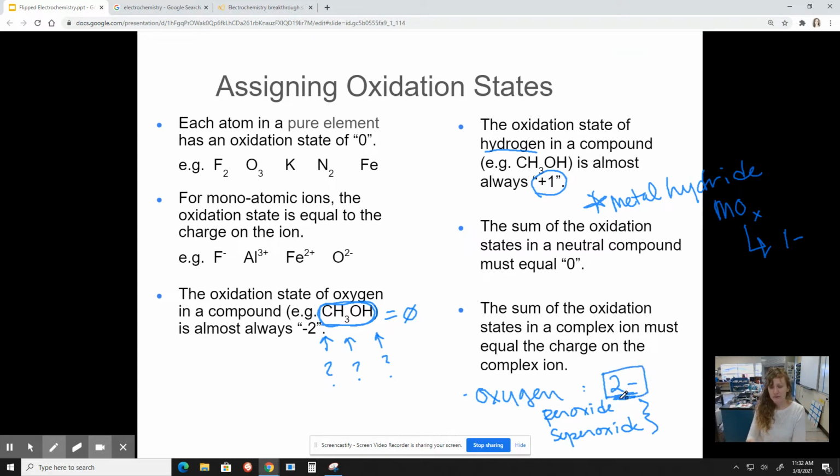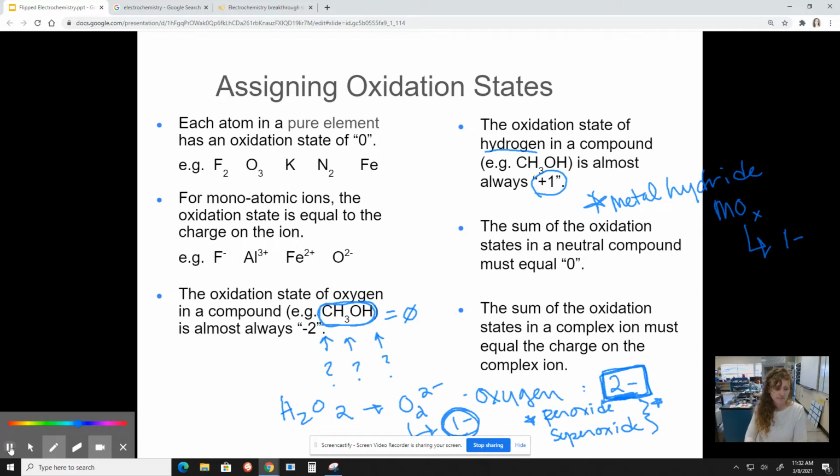I mean, how often have we dealt with a peroxide and a superoxide? Never. We've never dealt with a superoxide. And only occasionally, I think we had one lab where we dealt with a peroxide ion. That was hydrogen peroxide. The peroxide ion is going to be O2 2 minus, and so each oxygen inside of that is going to have an oxidation state of 1 minus. But unless you're dealing with a peroxide, oxygen is going to have an oxidation state of 2 minus.